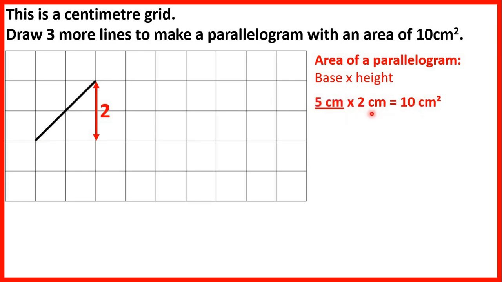Well, 5 times 2 is 10. So that means the base will need to be 5 centimetres. So we can draw a line 5 centimetres long for the base, and then we need another line of 5 centimetres at the top, because with a parallelogram, opposite sides are the same length. And then we can join up these points to finish our parallelogram.